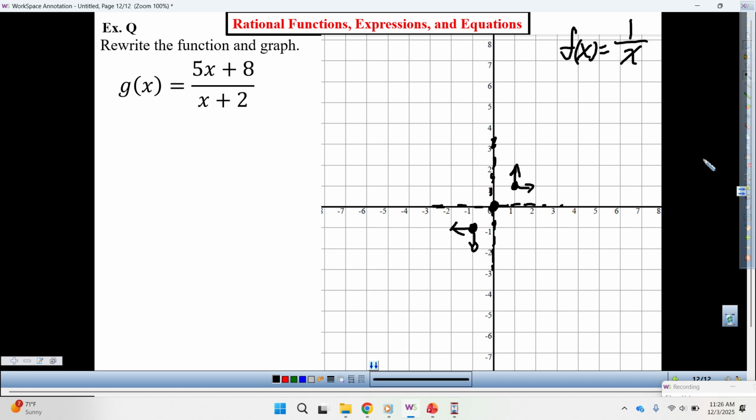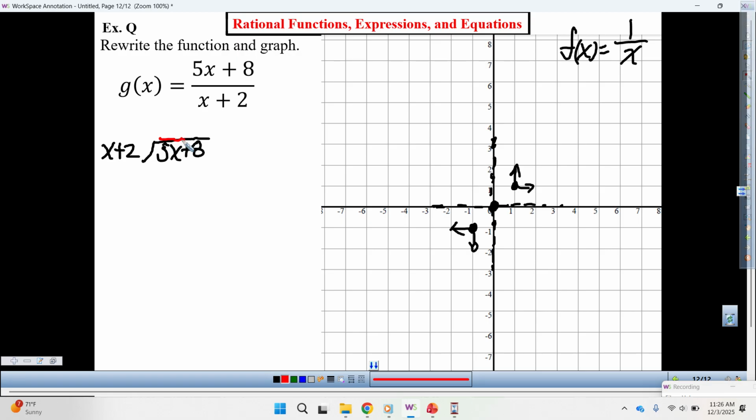All right, next, we need to rewrite this. Tell your neighbor what to do, and then we're going to have Leo guide us through this one. What do we do with that? All right, Leo, what do we do with that? Divide it. So we got 5x plus 8 divided by x plus 2.